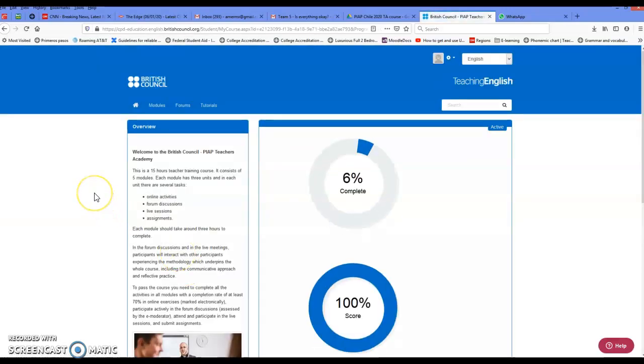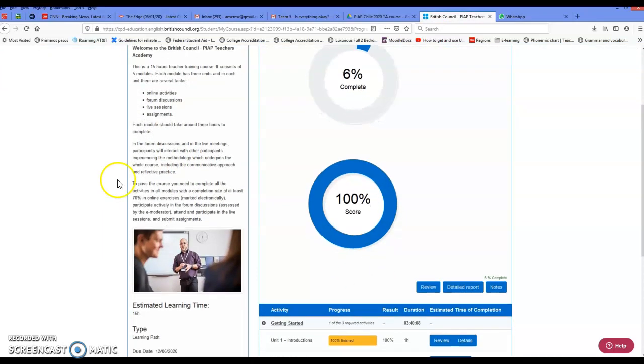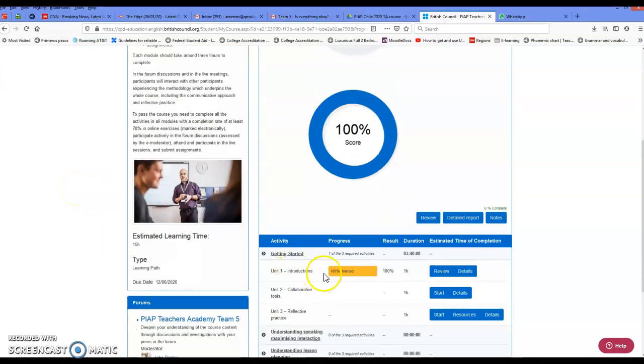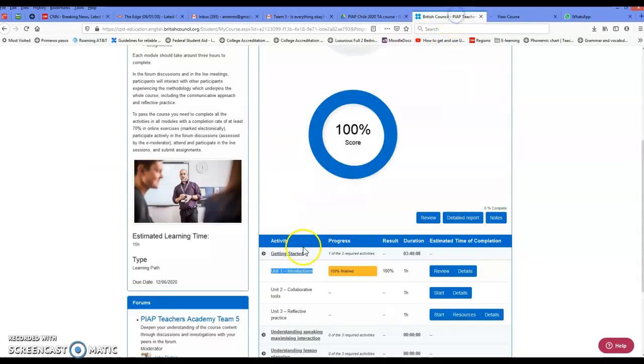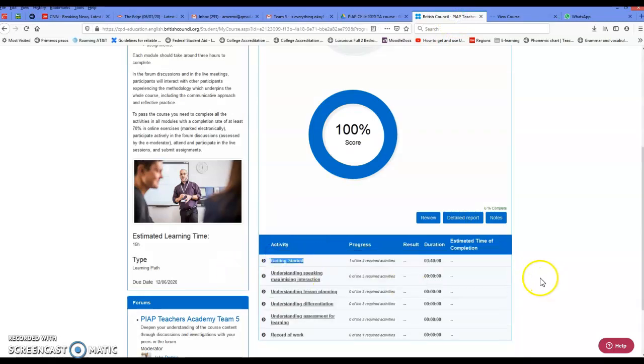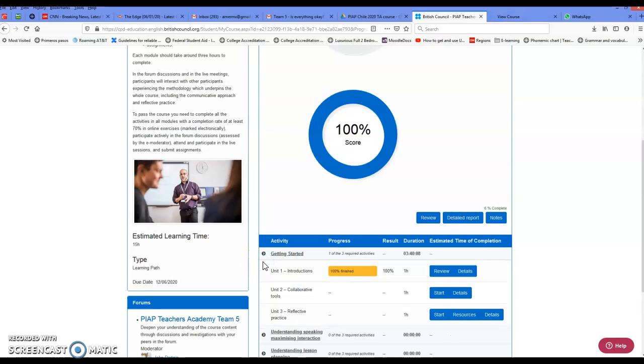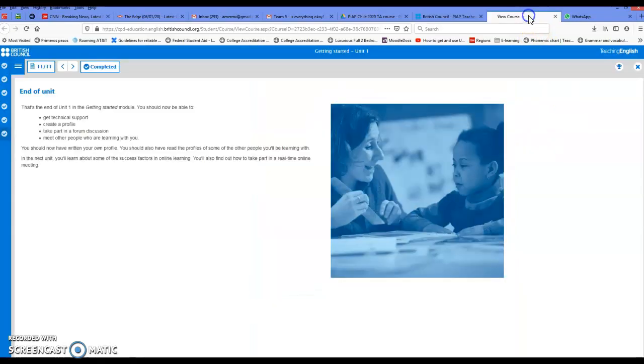So when I click here, I see that you completed Unit 1 of the Getting Started module. Okay, Getting Started module. Each unit, or each module rather, has 3 units. So you did a great job. You can see right here, you completed 11 of the 11 units, and you completed it.